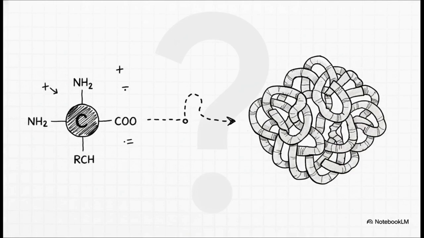So think about it. We've just seen how one single, relatively simple amino acid has this incredibly rich and complex chemical personality. It can be an acid, a base, a buffer. It's a real shapeshifter, which leads to one final kind of mind-bending question. If just one of these little guys can do all that, what in the world happens when you string hundreds or even thousands of them together to build a massive, complex, folded protein?